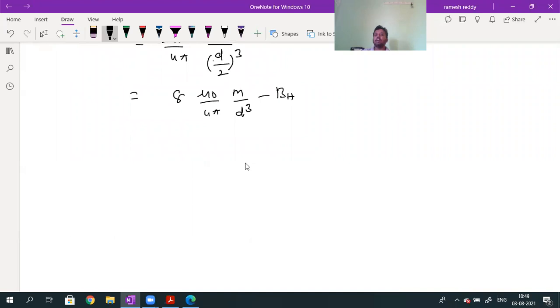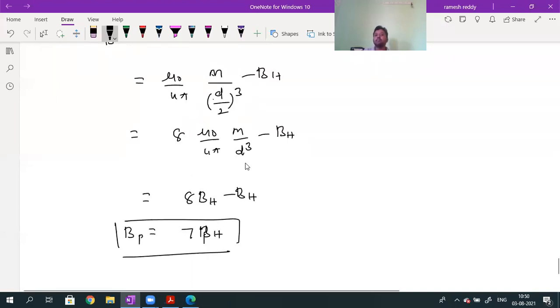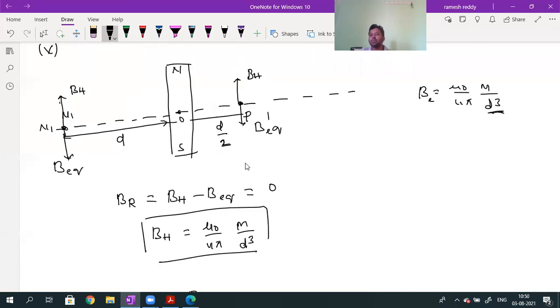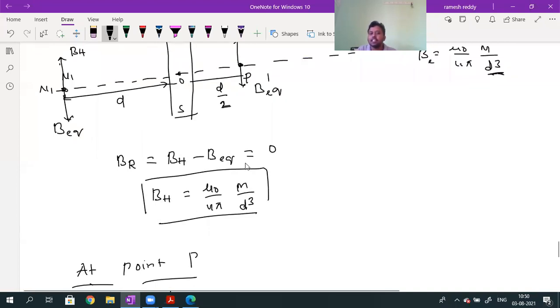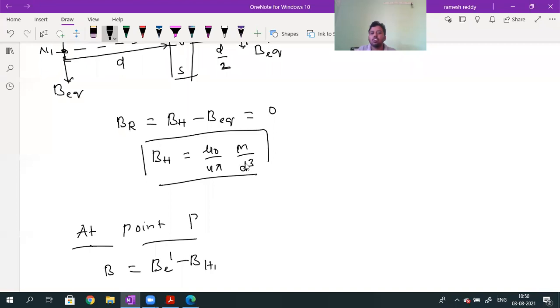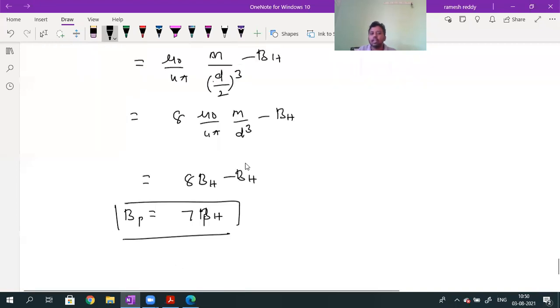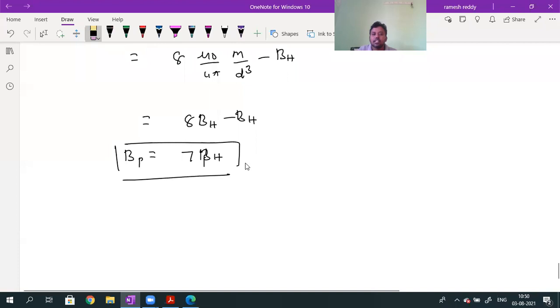When the BH value is mu naught by 4 pi into M divided by d cube, what can I write? This is 8 into BH minus BH. So what is 8 into BH minus BH? It is 7 into BH. This is the resultant magnetic field induction at which point? At point P. What is the distance of point P? The distance of point P is d by 2 from the center. At a distance of d by 2 from the center, the resultant magnetic field value will be equal to 7 into BH.